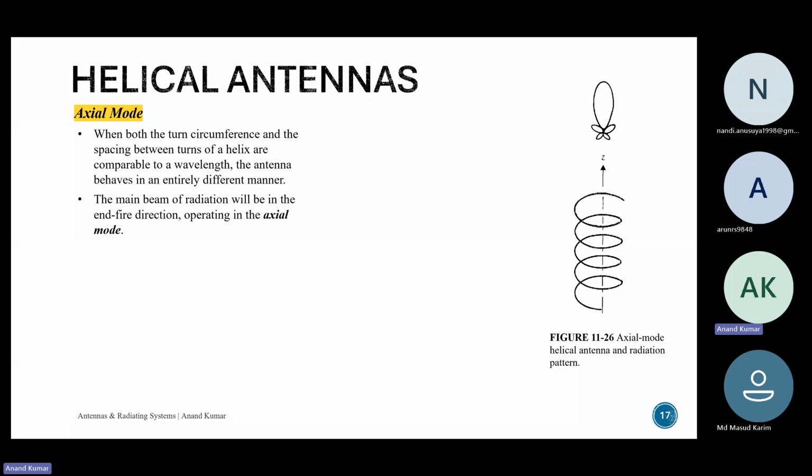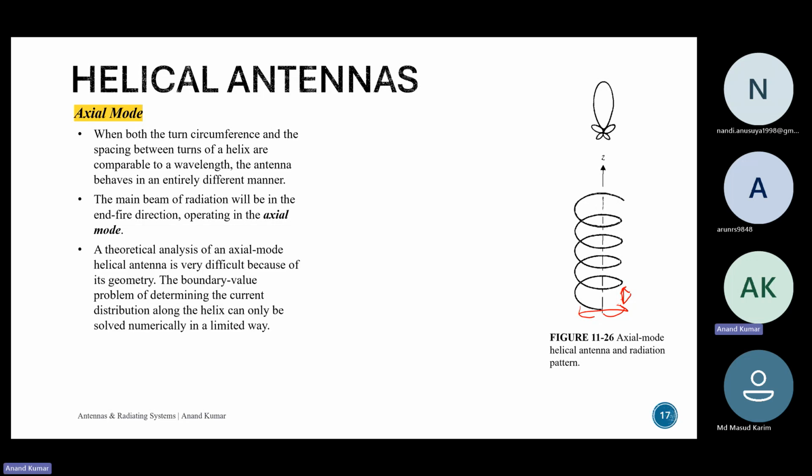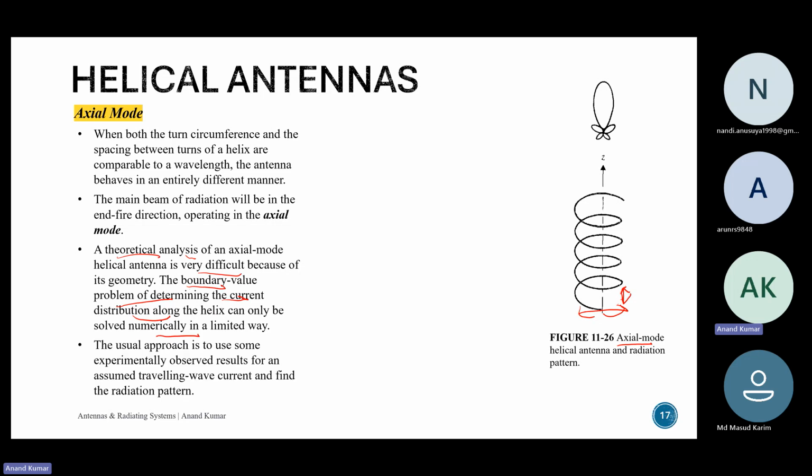In the axial mode, the turns are loosely spaced, and the diameter of the loop is also larger. In the axial mode, we will not be doing any theoretical analysis because it is very difficult for this particular geometry, and the boundary value problem for determining the current distribution along the helix can be solved numerically, and that too in a limited way. So the usual approach is to do some experiments and observe the results.